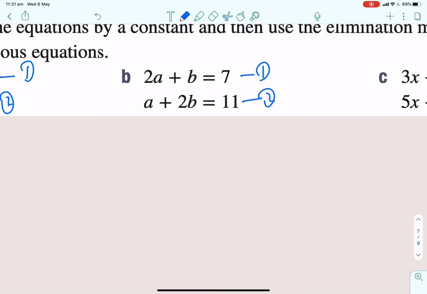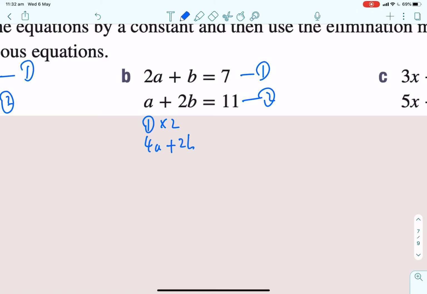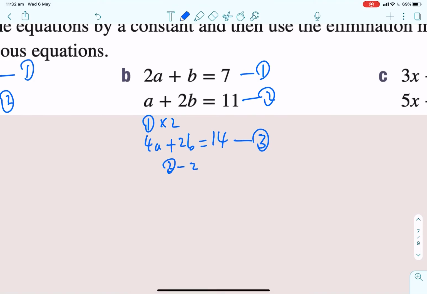The number on the second one seems bigger, so I'm going to times the first one. So the first equation times 2, you've got 4a plus 2b equals 14. That's 3. Now, 3 looks like it's bigger than 2, so I'm going to use 3 minus 2. It doesn't really matter actually, but if you use a small minus big one, you end up having negative numbers. I don't like negative numbers.